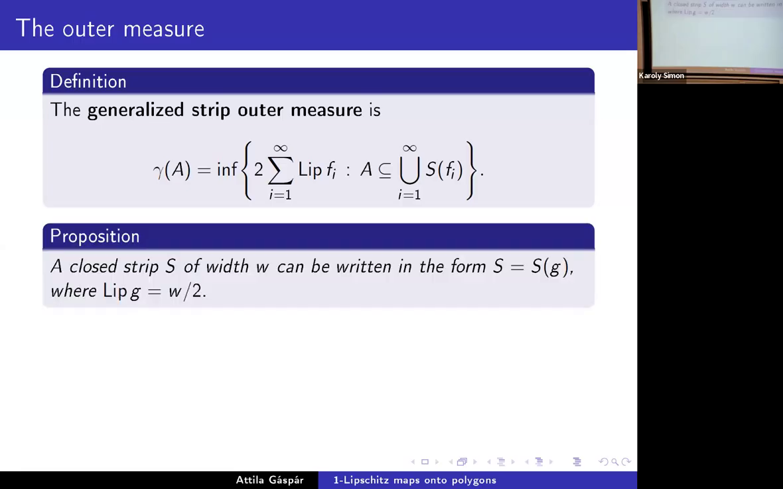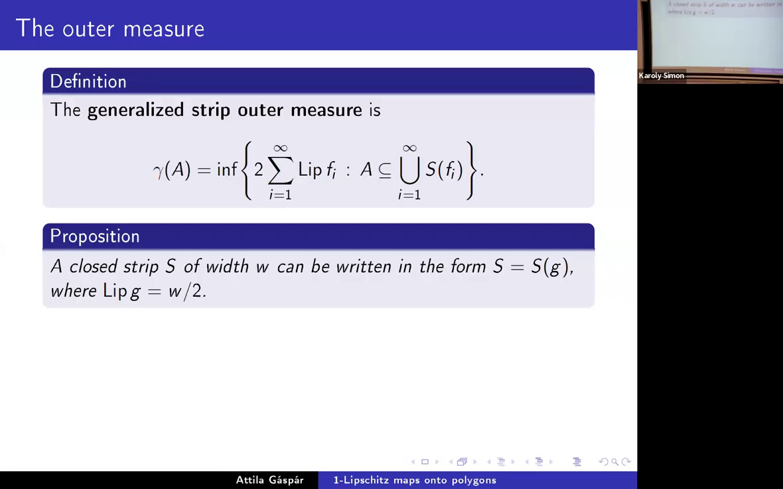Now, if we have a closed strip, then we can write that closed strip as a generalized strip in such a way that the Lipschitz constant is exactly half the width. And from this, it follows that gamma of S is at most W. In fact, it is true that gamma of S is exactly W. So this is why we multiply by 2 in the definition. So for a strip, gamma gives us the width.